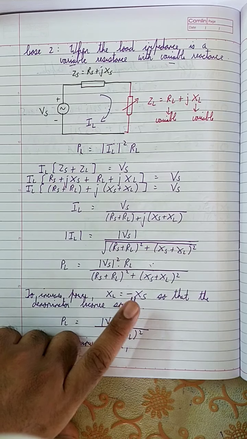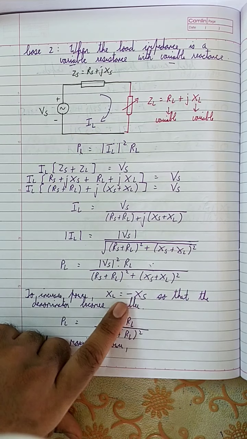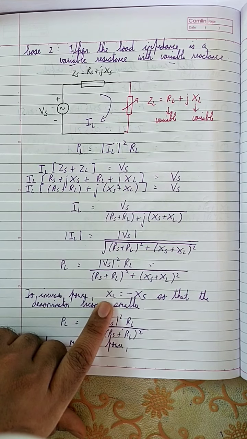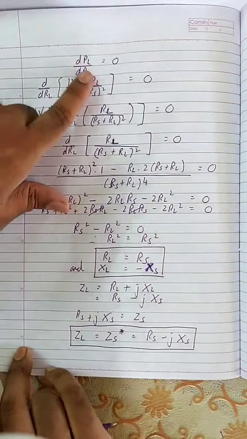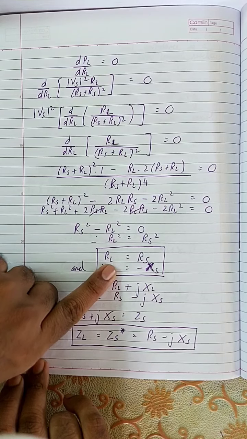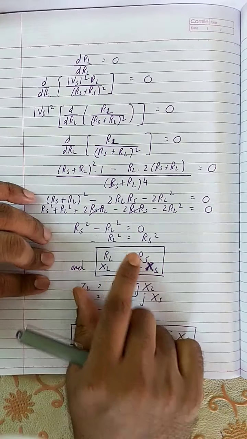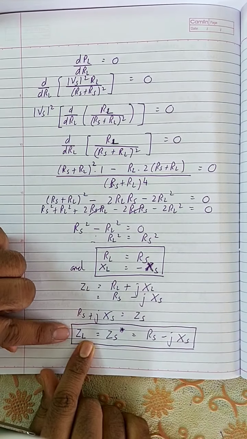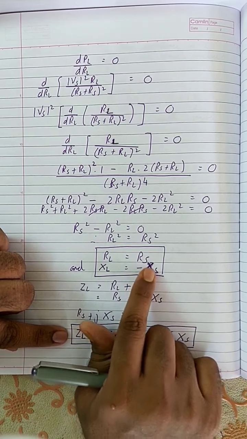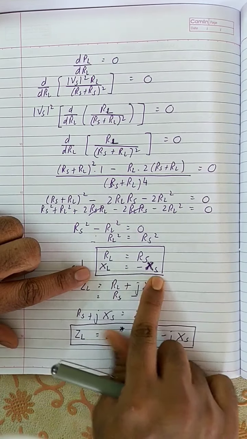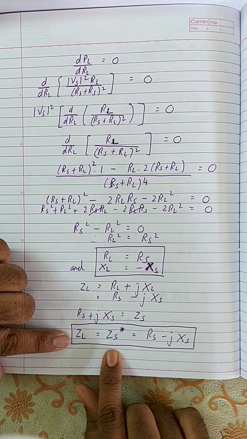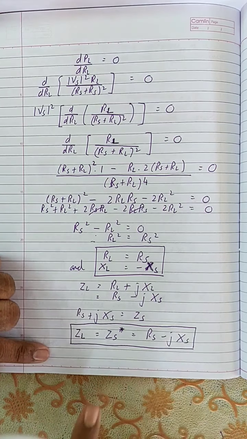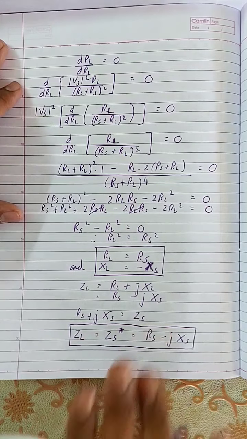In order to increase the power, I reduced the denominator by putting XL equal to minus XS. And then I again differentiated it, and then I found the value of RL, and from there I can understand that if you want to have maximum power, then the value of RL must be RS and the value of XL must be minus XS, which is nothing but the value of the load impedance must be a complex conjugate of your source impedance. Okay, so this is what case 2 is telling us to do.